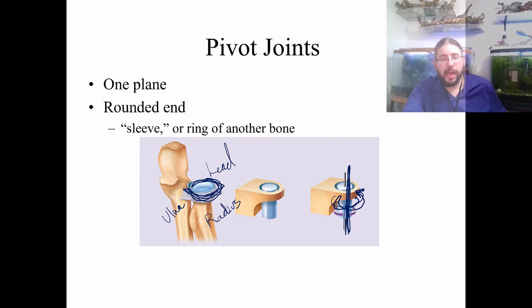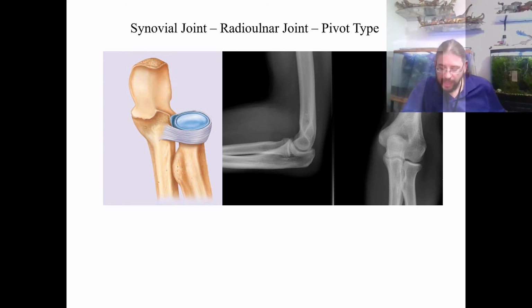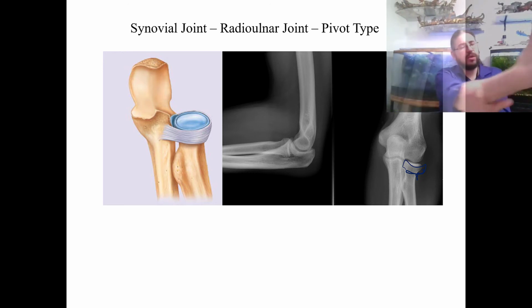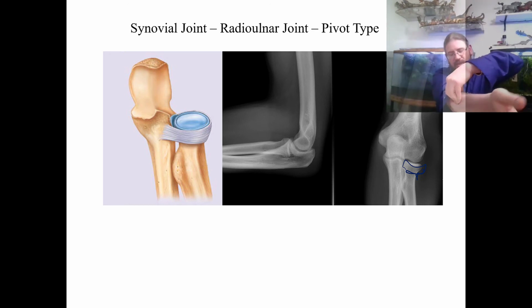So, boom. It's a pivot joint. And again, your gold star example is literally just the radius and the ulna. So, the radial ulnar joint, where we have the head of the radius that pivots in place. So you will notice if you find your radius and feel it and pronate, right, that bone does not switch directions.